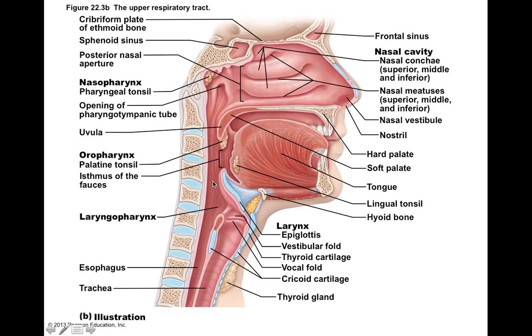So we already talked about this path, right? If you go down the esophagus, we already talked about that pathway and everything that happens along that path. Today's lecture is all going to be about what happens when air goes down this path, down the larynx, down the trachea, and then even deeper, okay?